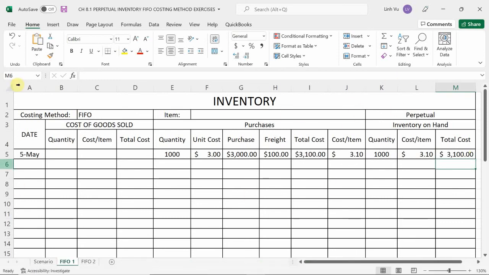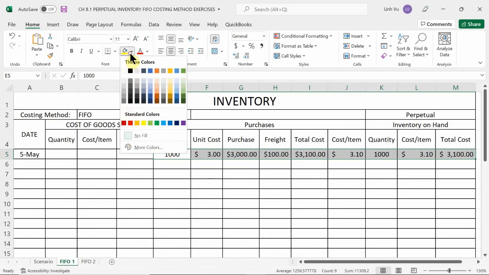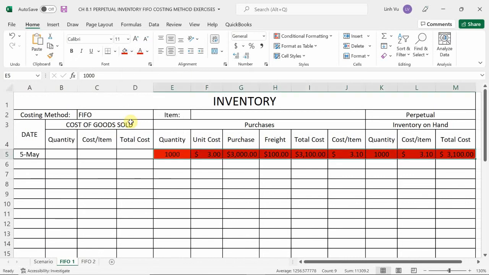I'm just going to go in order of the colors, just so that we can follow along a lot easier. So in this case, let's do red first. Okay, there you go. That's my first batch of inventory.